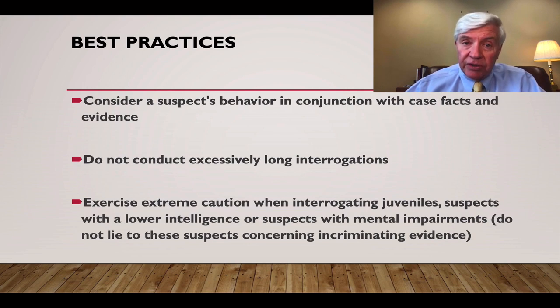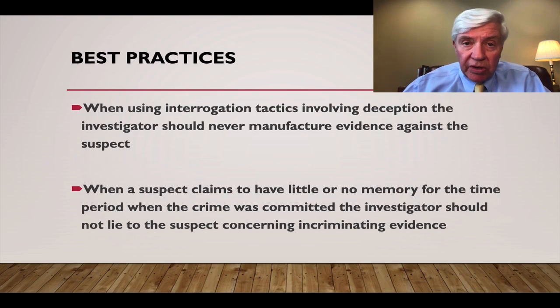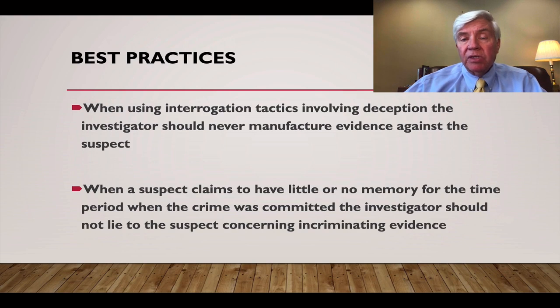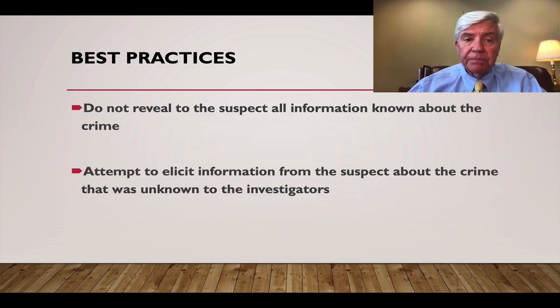It's very important that we exercise caution when interviewing or interrogating juveniles of low social maturity, individuals with limited mental capacity, or individuals with mental or psychological impairments. And with this group of individuals, we should not refer to fictitious evidence. When using interrogation tactics that deal with deception, it is important that we never manufacture evidence against the subject. And when a subject claims to have little or no memory of the event, the investigator should not refer to fictitious evidence during the course of the interrogation.